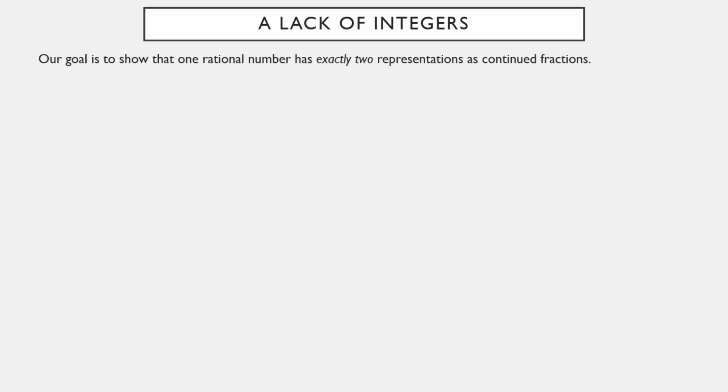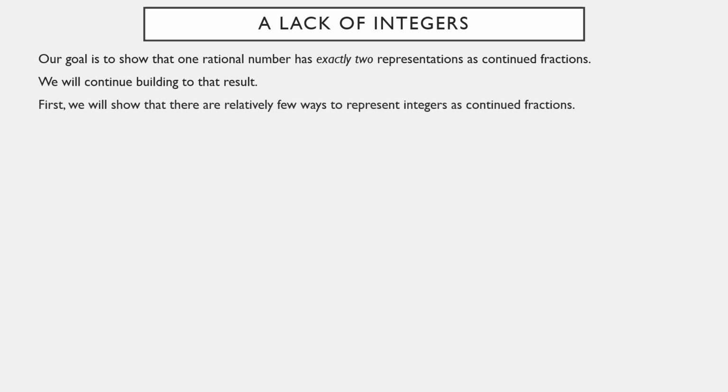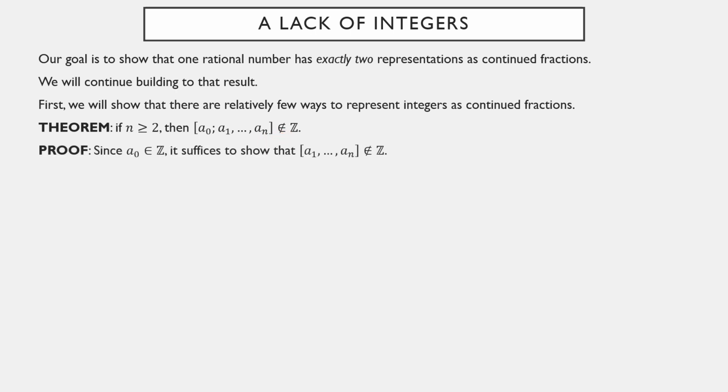Okay, now our goal is to show that one rational number can be represented in exactly two ways as continued fractions. We're continuing to build towards that result. So first we'll show there are relatively few ways to represent integers as continued fractions. Specifically, suppose n is bigger than or equal to 2, and we have a continued fraction expansion that goes out to index at least 2. That is never an integer. Now, since a_0 is an integer, this represents a_0 plus a bunch of other stuff. So ignoring that, setting the first term equal to 0, we just want to show that this cannot possibly be an integer.